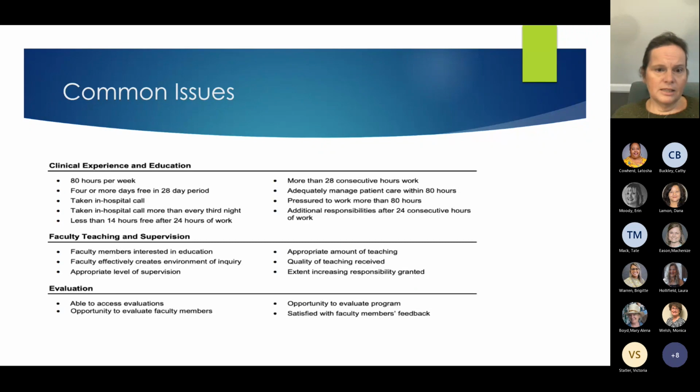The other is when you're thinking about the evaluation process. And it sounds kind of silly, but remind them, you can see your evaluations in MedHub. At the end of each rotation, you evaluate your faculty members. You have the ability to evaluate the program every year. Every one of our programs here on campus has an internal program evaluation every year.